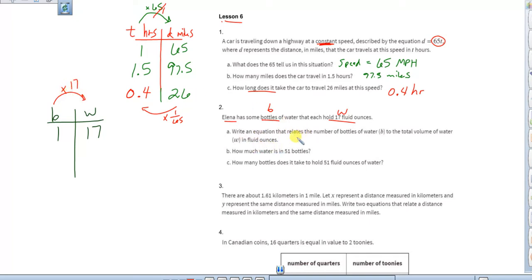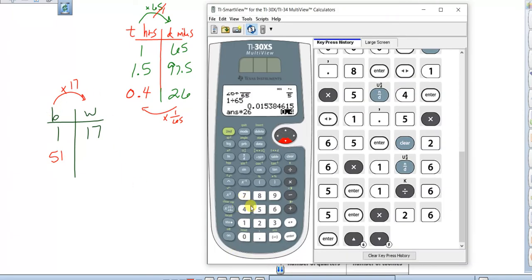And let's jump into this. Let's write an equation using these two. So we just have to write an equation, so that's singular. So let's do what we get to get what W equals. To find what W is, we take B and we multiply it by 17. So W equals 17B. And how much water is in 51 bottles? So when this is 51, I would multiply it by 17 and get my answer there. So 51 multiplied by 17.